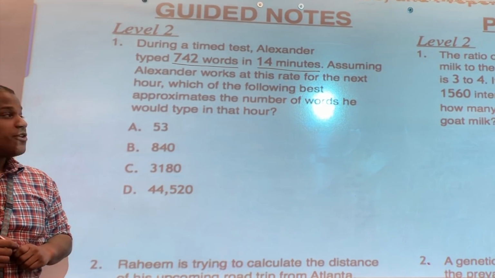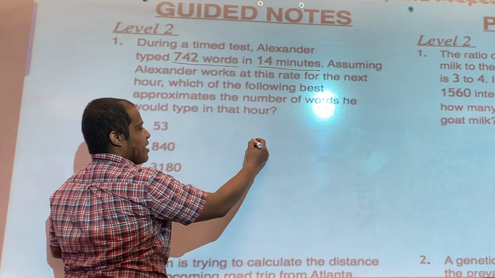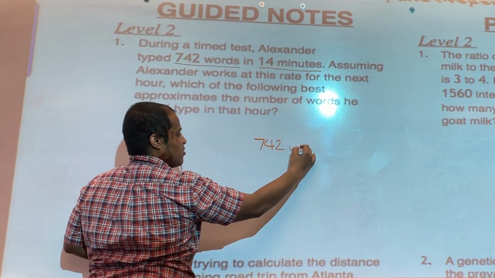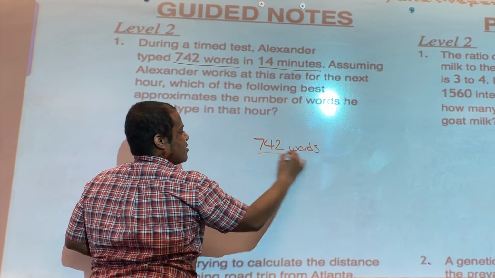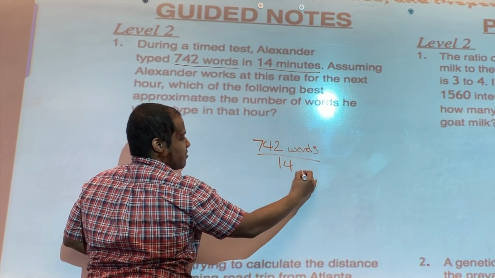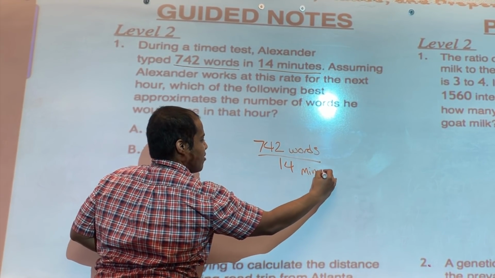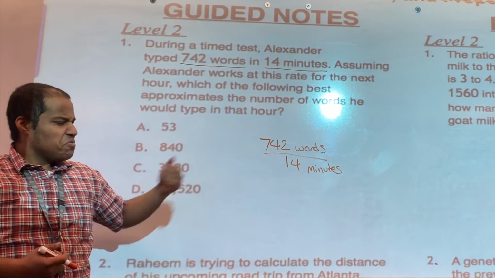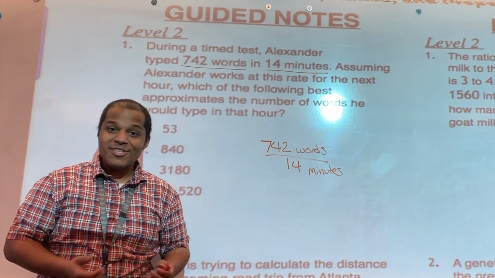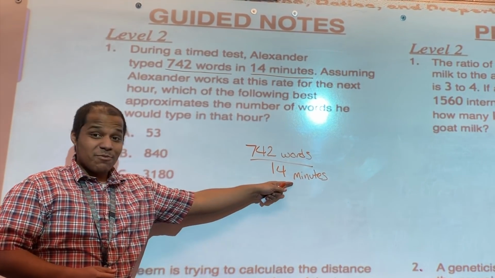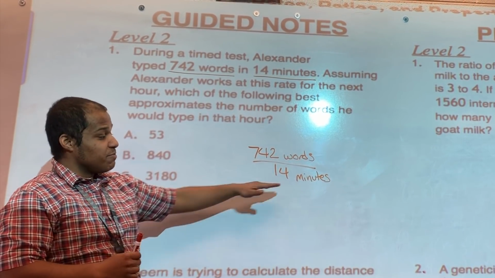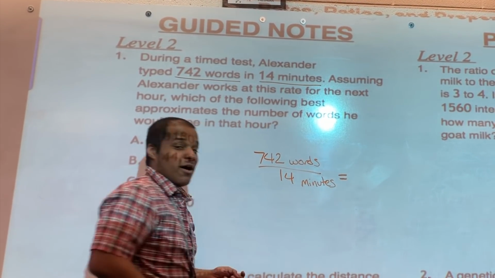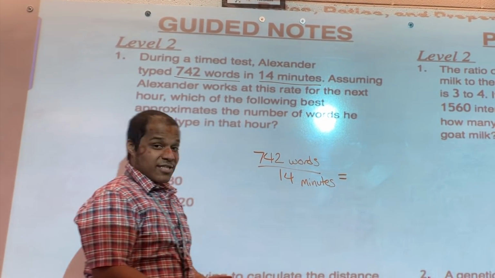Well, first off, I know that Alexander types 742 words in 14 minutes. And I know you're asking yourself, does minutes have to be on the bottom? And the answer is no. Minutes could be on top. However, because minutes is in the bottom of this fraction, it will need to be in the bottom of our other fraction. This is how proportions work.